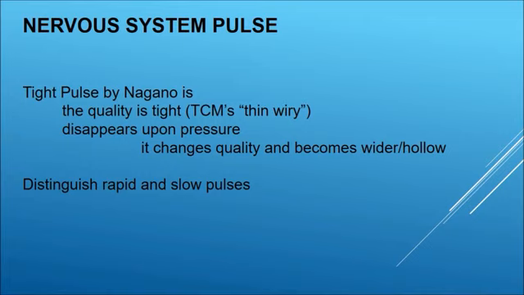In treating the nervous system type patient, first differentiate between slow and rapid pulses, because we do use different points for slow pulse than those used for rapid pulse. With regular rate pulse, you can choose either.